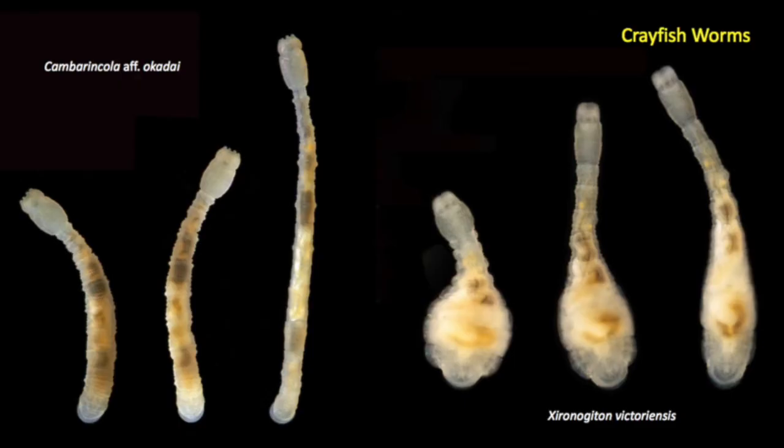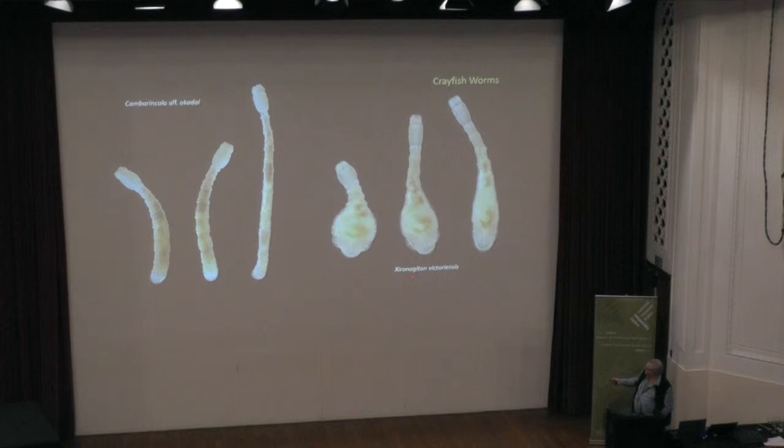This is the same worm, but stretched out to different lengths. The two different species: a PhD student at Cardiff University did the DNA on them, as well as we did the morphology, and it turns out to be this Xeronogaiton victoriensis. This is from the west coast of the USA and Canada. Similarly, this one, it's Cambara Nickelax.